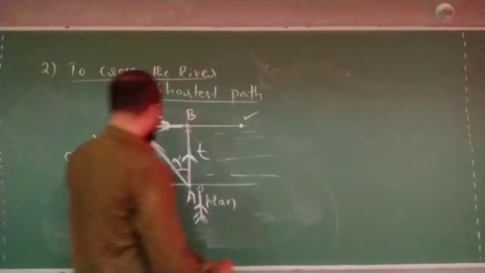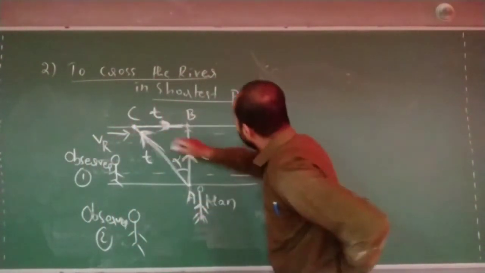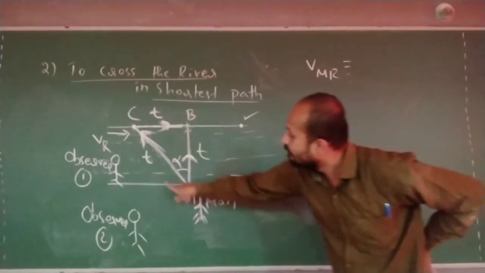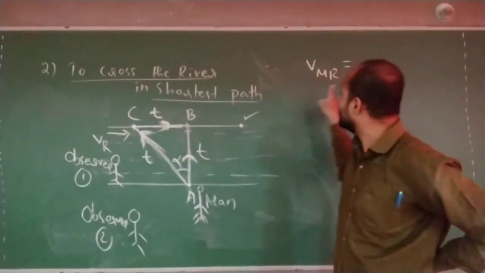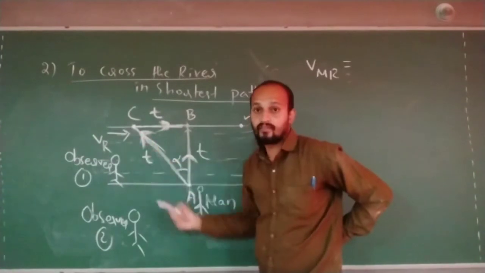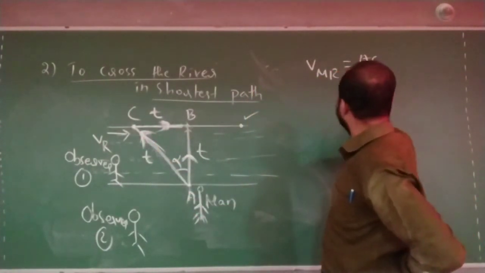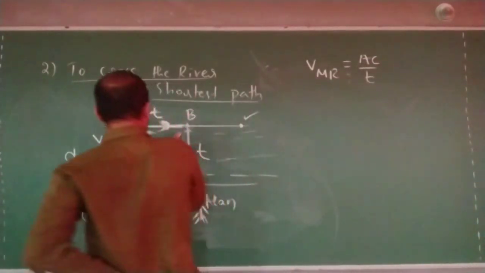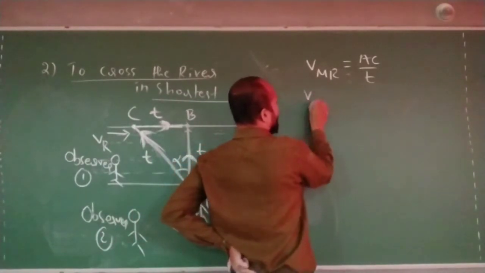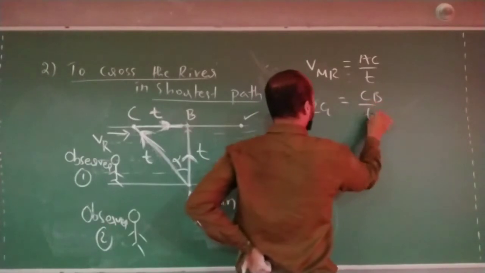Now I can make equations here. Displacement happening in the same time t. What is AC? It means velocity of man with respect to river, that means for observer 1 only you can see this motion. Correct now? So it will be equal to AC divided by T. Velocity of river with respect to ground will be equal to CB by T.